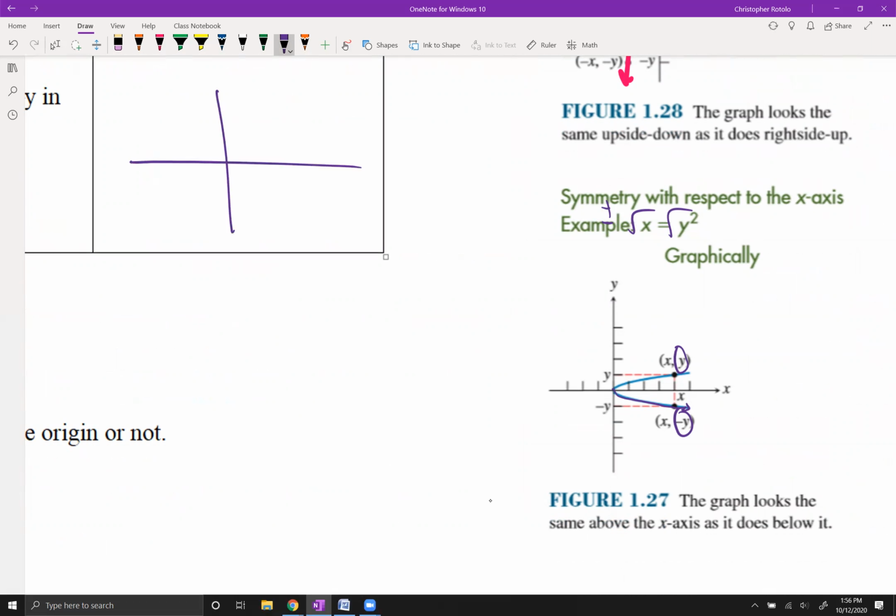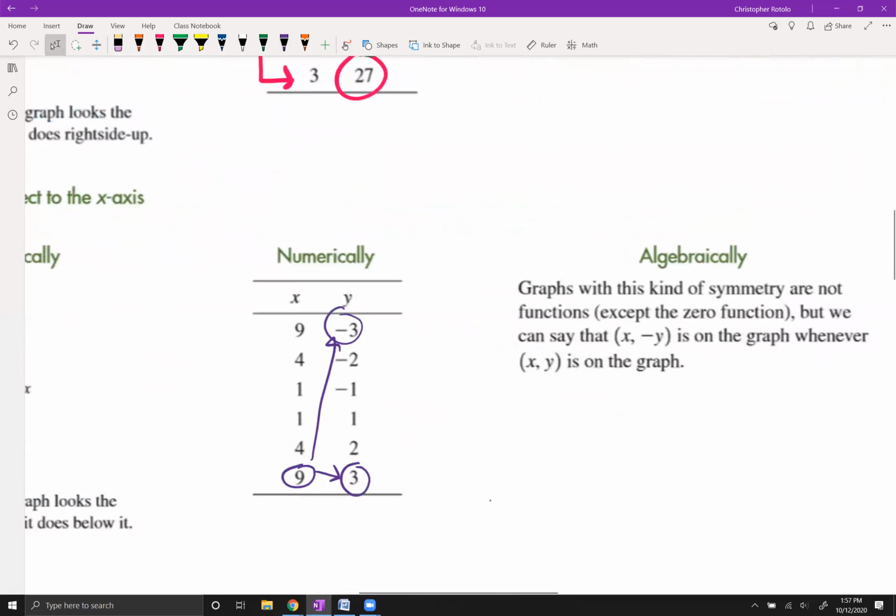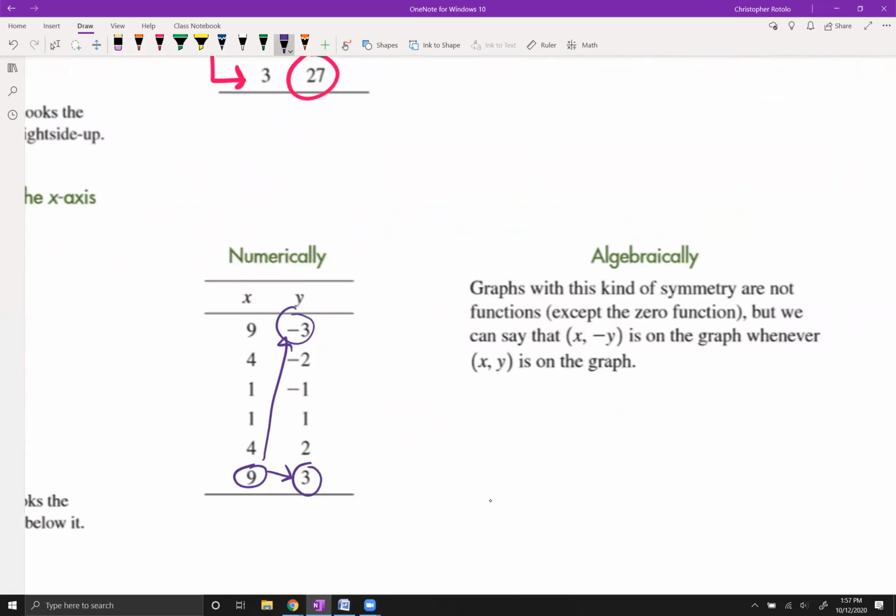So I'm going to just drop one of these in here. So we have a picture of what it looks like. What's it look like on the table? Okay, so that means 9 has -3 and 3. Remember, if we were mapping, this would go to both, because you wouldn't list both of them. So that's how we'd see that it fails the vertical line test. All right, so the graphs of this kind of symmetry are not functions. Okay, we know it fails the vertical line test.